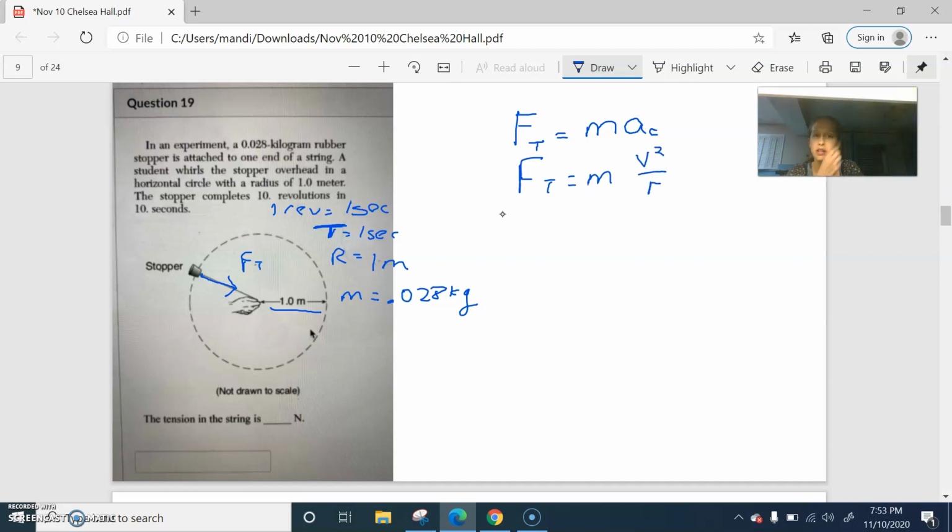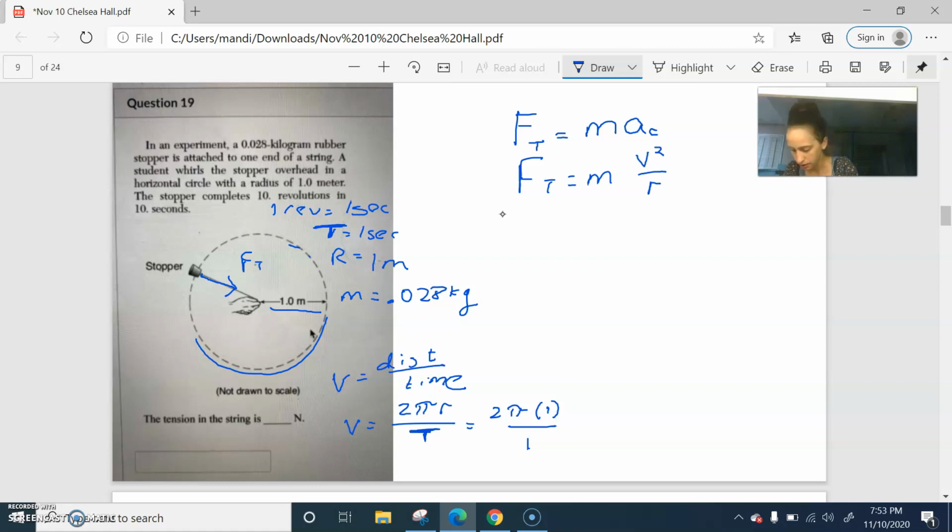We don't have a V, but we can find it real quick. So velocity is distance over time. So the distance that it travels is 1 full circle. So 1 full circle is a circumference, that's 2 pi r. And the time that takes is 1 capital T time period. So 2 times pi times a radius of 1 divided by a time period of 1. That's just 2 pi. Weird. Okay, 2 times pi is 6.28.